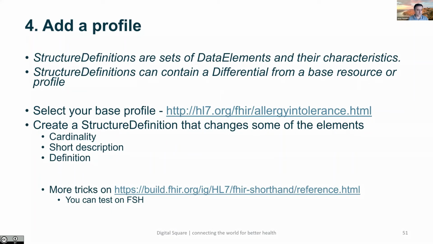So as we've seen in the first part, we choose our base profile. If we would start with US Core, maybe US Core has a US allergy intolerance. And if we want to do that, then we start with US Core allergy intolerance. In this case, I'm going to start with the FHIR base allergy intolerance in release 4. So I'm going to start with this resource here. And what I'm going to do is to create a structure definition that changes some of those elements, the cardinalities, the short descriptions, the definitions.